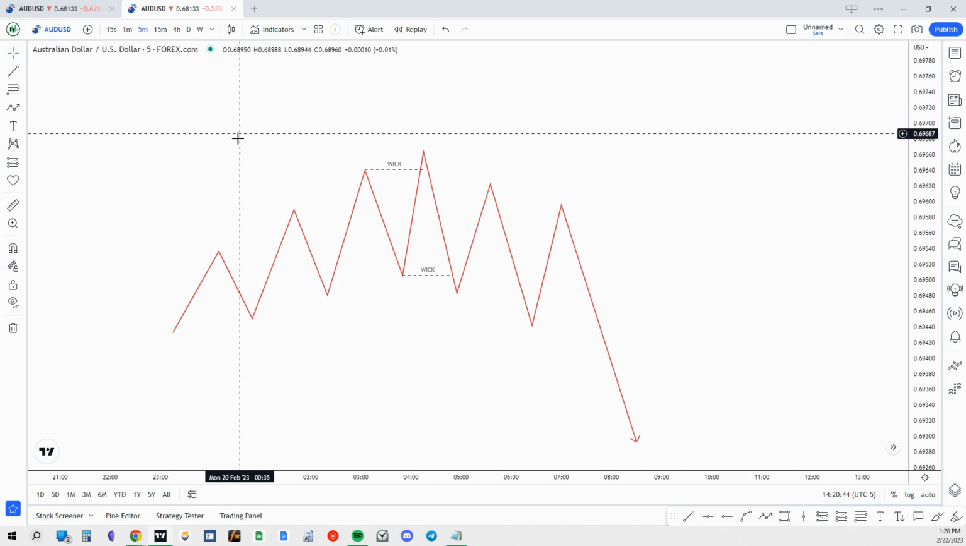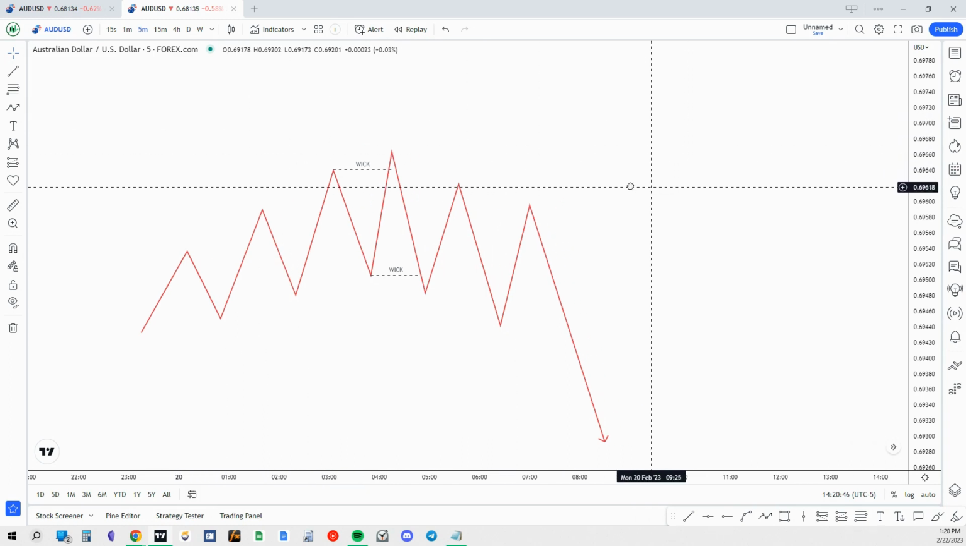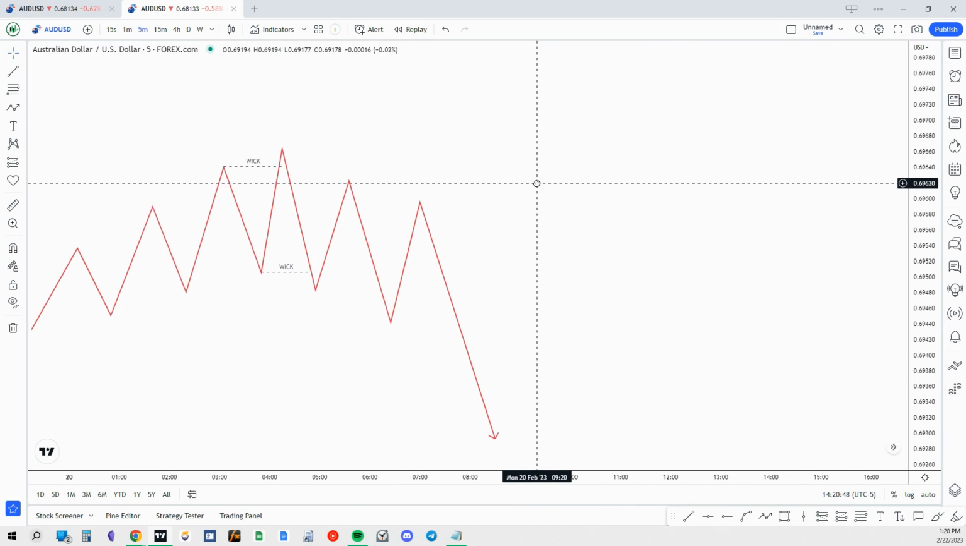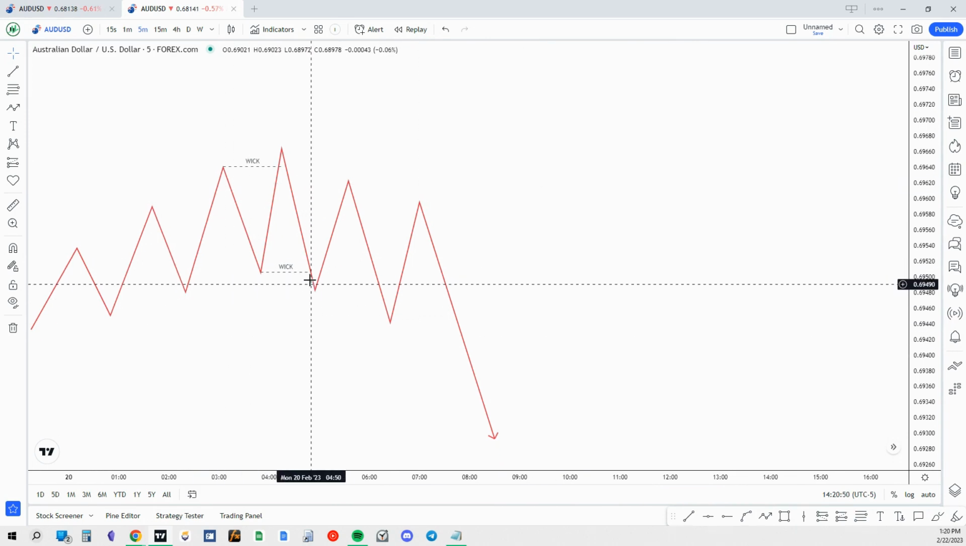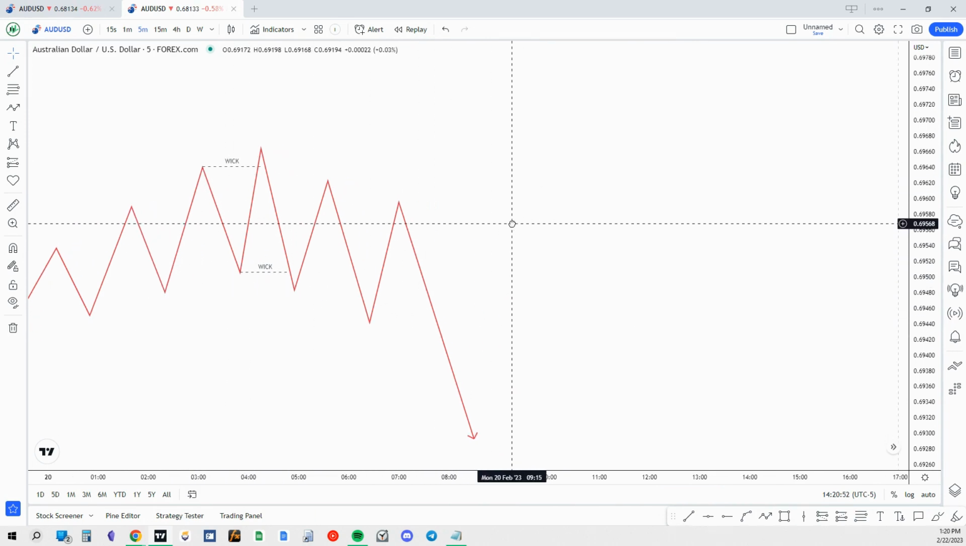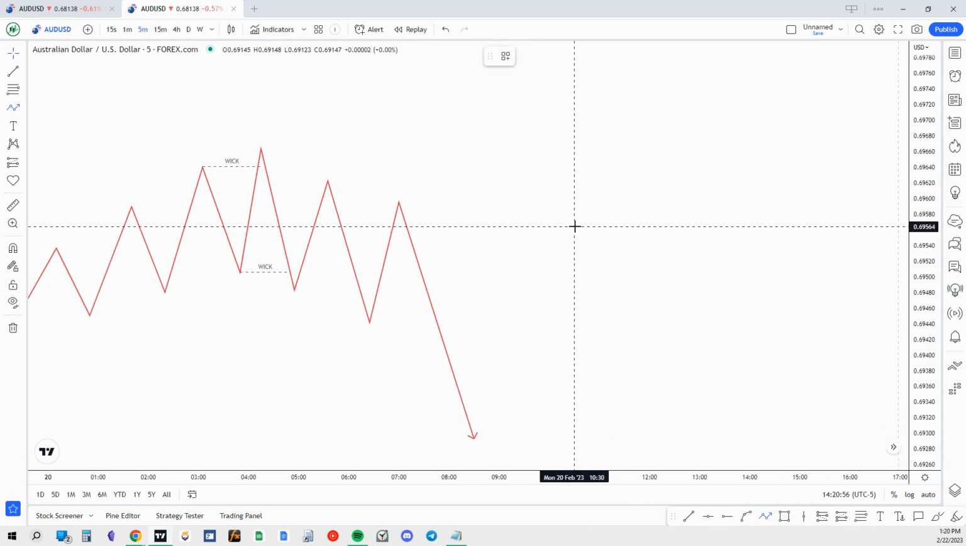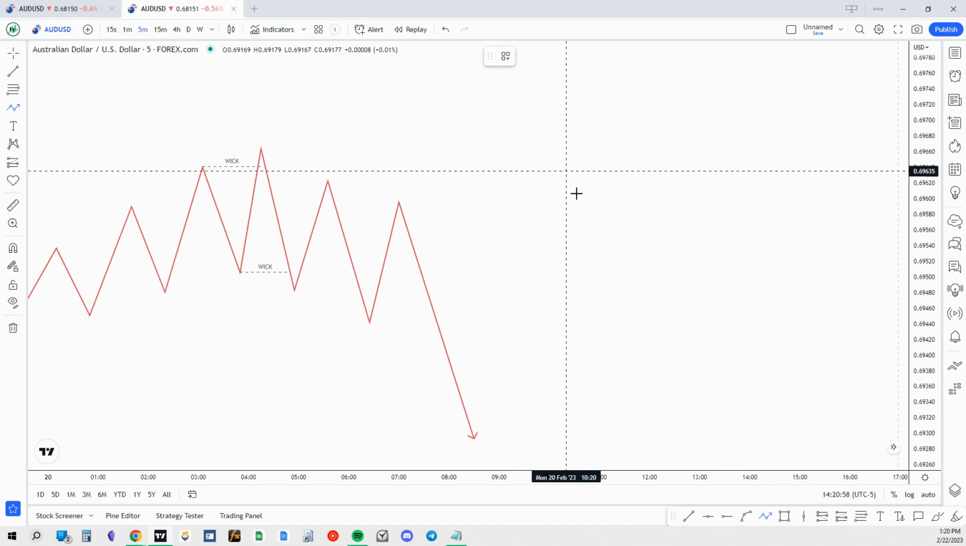And so now that we have that, let's go ahead and check out a bullish change of character. So this is actually a bearish change of character. Let's go ahead and do a bullish change of character, and it's going to be exactly the opposite.